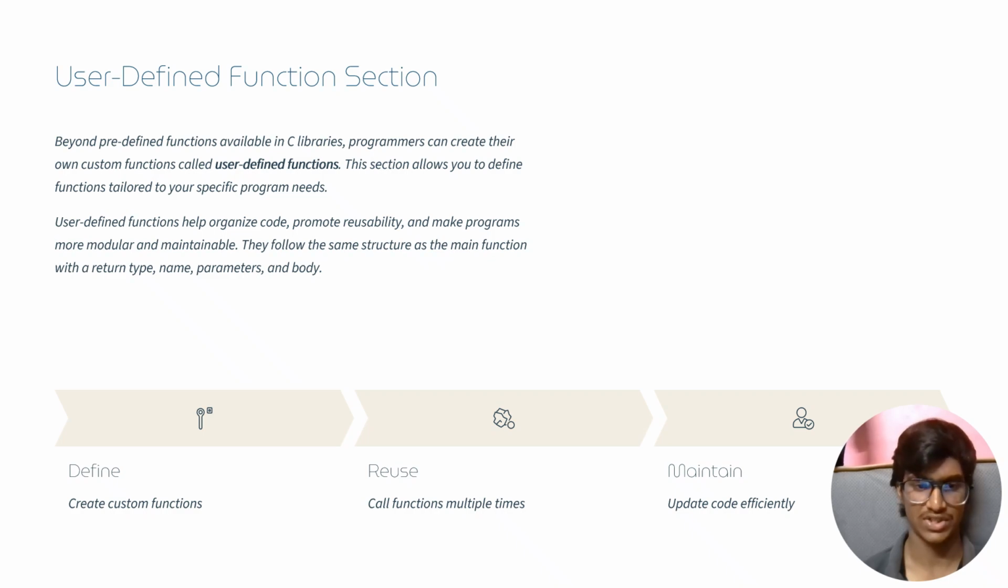User-defined functions section. Beyond predefined functions available in C libraries, programmers can create their own custom functions called user-defined functions. This section allows you to define functions tailored to your specific program needs. User-defined functions help organize code, promote reusability, and make programs more modular and maintainable. They follow the same structure as the main function, with a return type, name, parameters, and body. Define, create custom functions, reuse, call functions multiple times, maintain, update code efficiently.